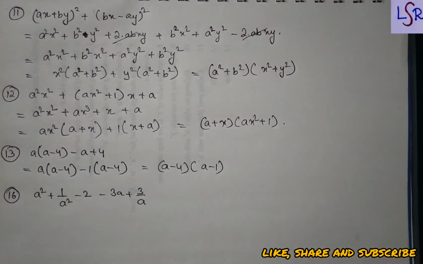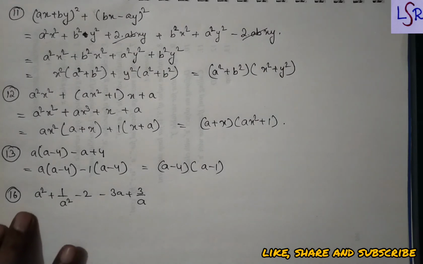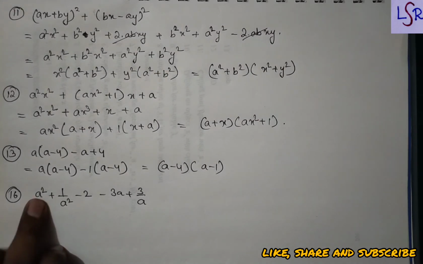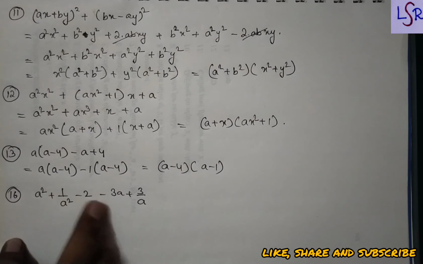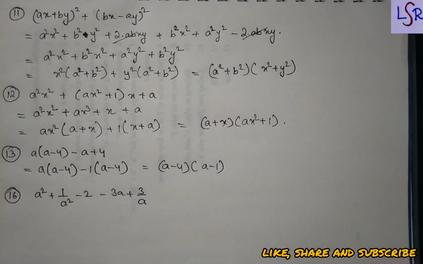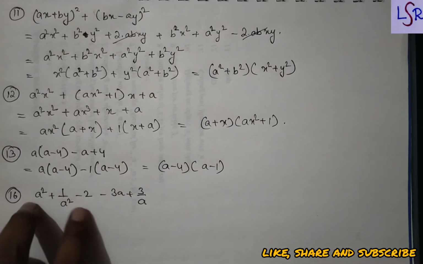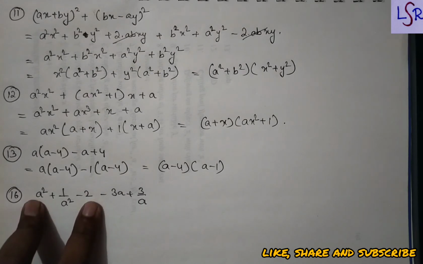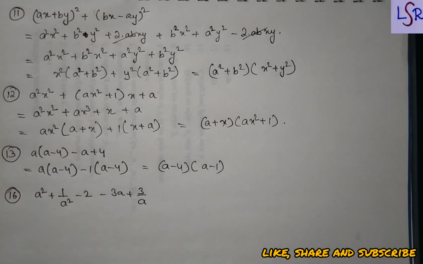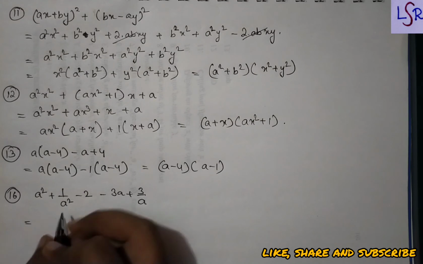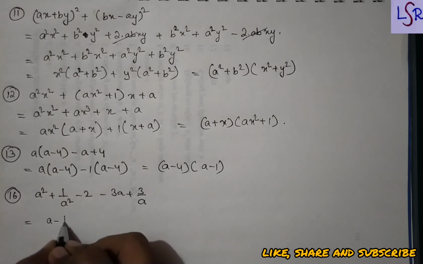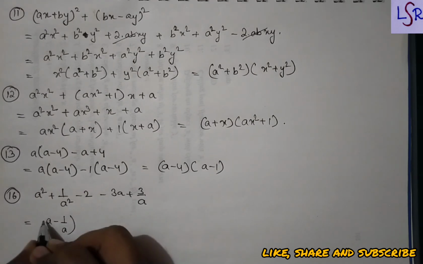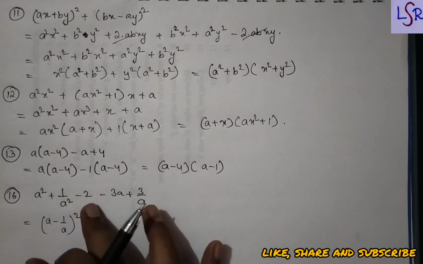Now let's see question number 16. Here in this question we have a square plus 1 upon a square minus 2, and as we all know, this whole expression is the expansion of a minus 1 upon a, the whole square. So this will be written as a minus 1 upon a to the whole square. This whole expression is converted into this one.